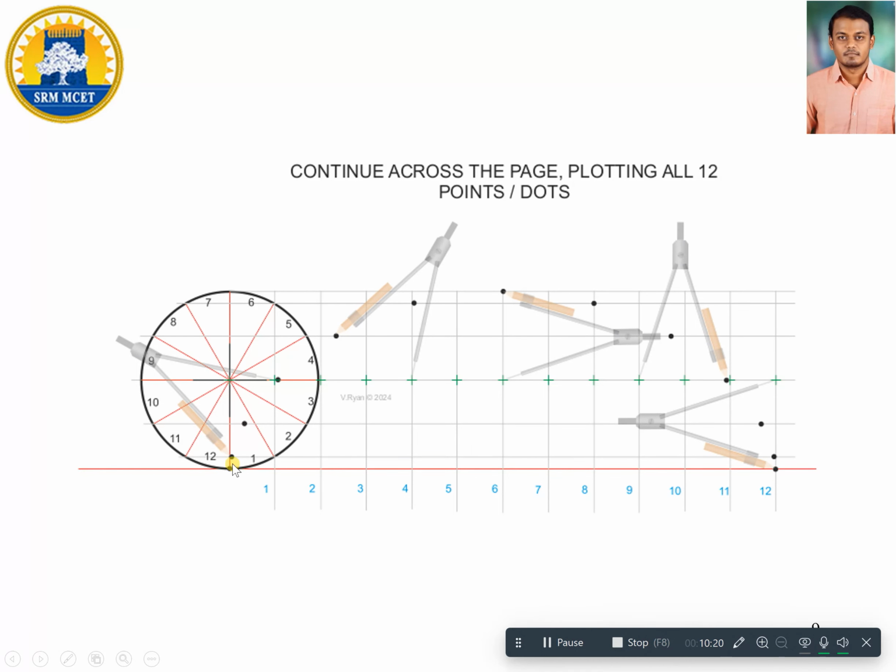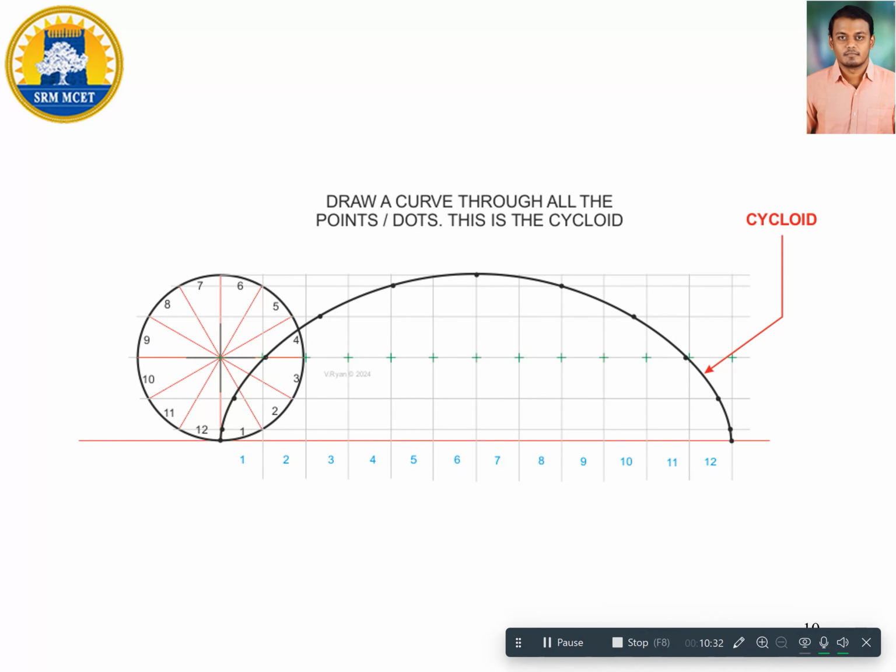Now using a smooth pencil, we need to join this curve either by using freehand, or you can also use any French curve for connecting all these points. So finally you will be able to generate a curve which is nothing but a cycloid. So this is how your cycloid is generated.